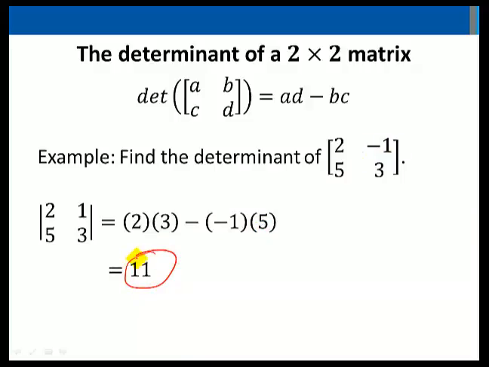Note that there are two different notations for determinants. One is DET with the matrix in parentheses. The other is just replacing the square matrix brackets with vertical lines.